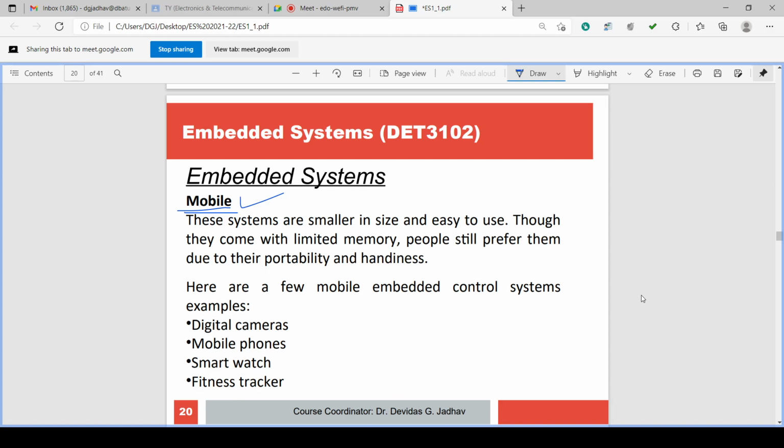These systems are smaller in size and easy to use. Mobile systems are very small in size and very easy to use. What are the different mobile systems? Mobile means handheld systems. Mobile systems are handheld, portable systems, and you can very easily port them anywhere. You can take those systems anywhere. Those are called mobile systems. Our mobile phone is a mobile system example. Mobile phone.